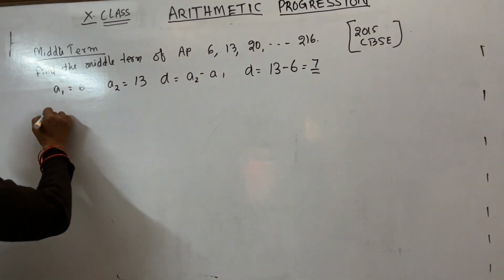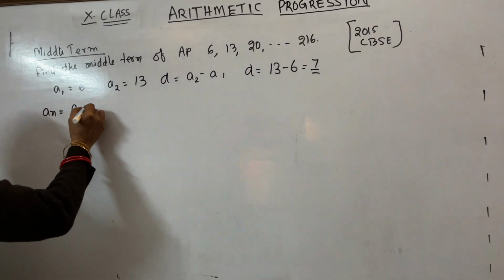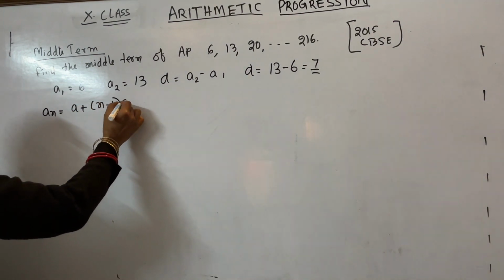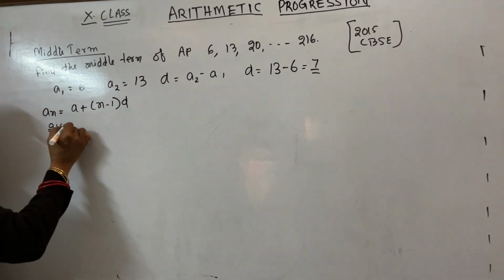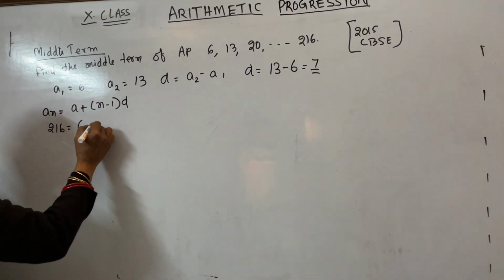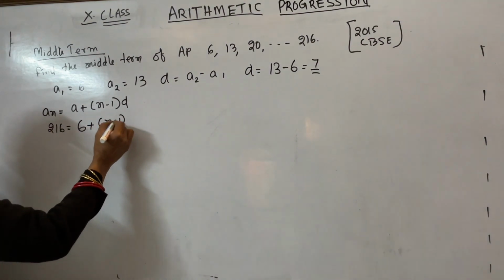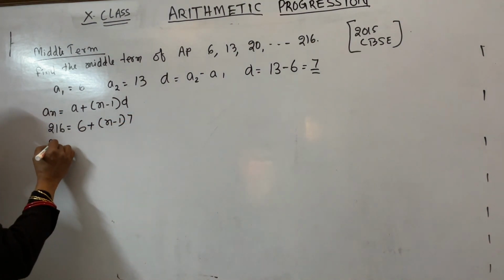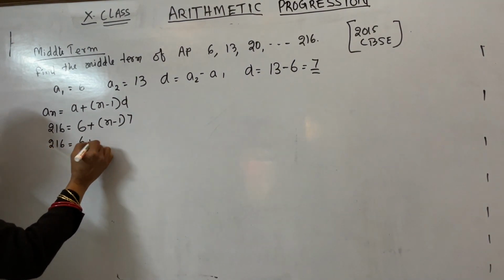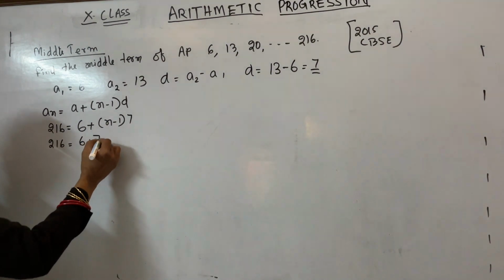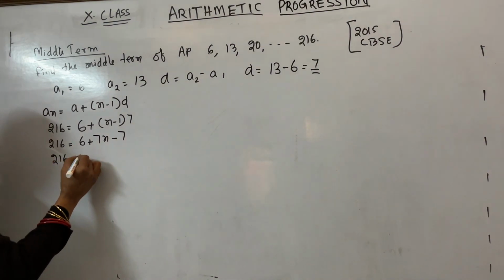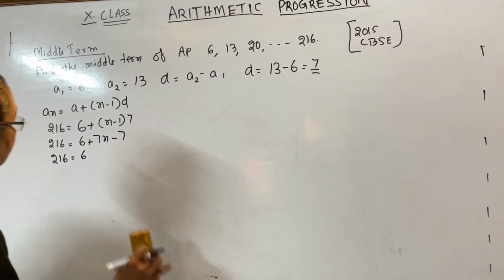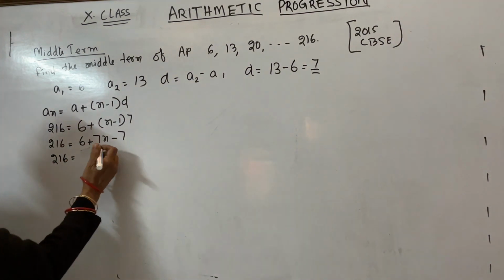Now how many terms are there? An equals A plus n minus 1 into D, isn't it? That is the nth term, and we can find n. The nth term we know, it is 216. That equals, what is our A? A is 6 plus n minus 1, and the common difference is 7. So 216 equals 6 plus 7n minus 7.